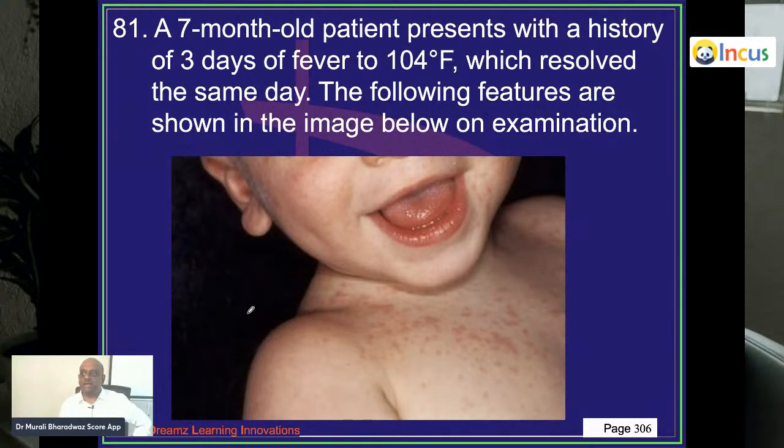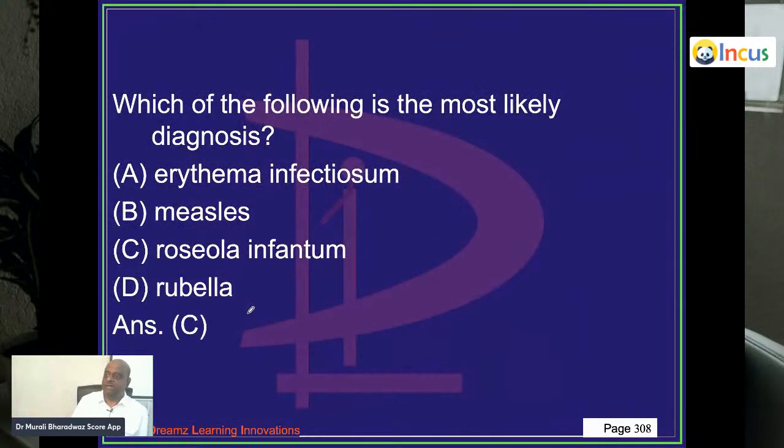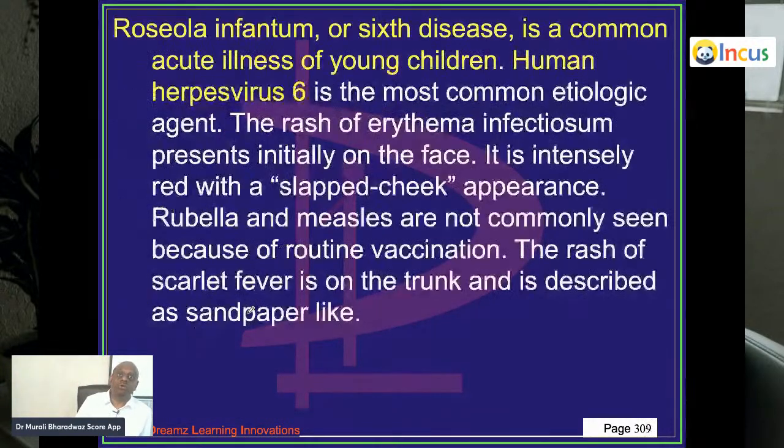7-month-old, history of 3 days fever, resolved on the same day. And what is this, doctor? Roseola infantum, otherwise called sixth disease, is a common acute illness caused by human herpes virus 6, is what you need to remember.